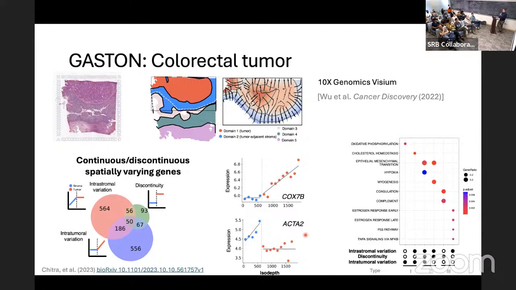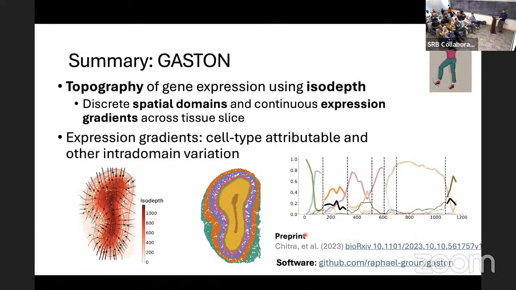So there's still a lot more to do. We're running this on many more tumors. This is just one example. But this is the summary of this method, Gaston.